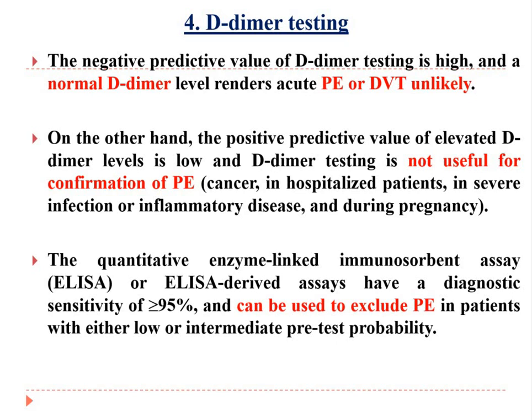There are many reasons for elevation of D-dimer. It could be cancer, or hospitalization, or severe infection or inflammatory disease, and even pregnancy. The quantitative enzyme-linked immunosorbent assay, or ELISA-derived assays, have a diagnostic sensitivity of 95% and can be used to exclude pulmonary embolism in patients with either low or intermediate pre-test probability.